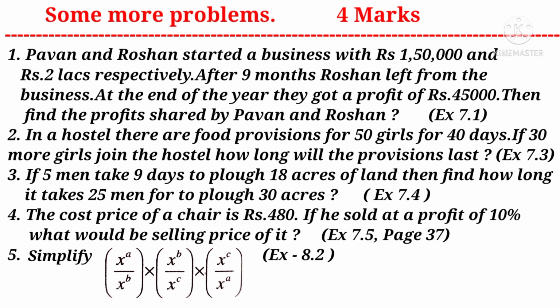Number 4. The cost price of a chair is 480 rupees. If he sold it at a profit of 10%, what would be the selling price of it? It is a question from 7th chapter. 5th question. Simplify x power a by x power b into x power b by x power c into x power c by x power a. It is a question from 8th chapter.